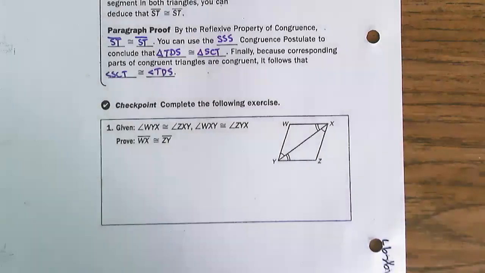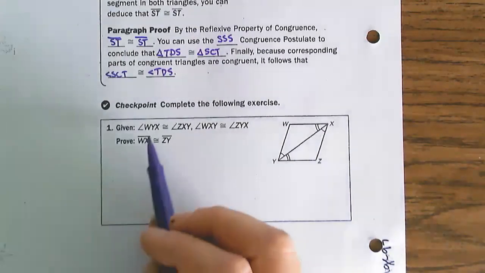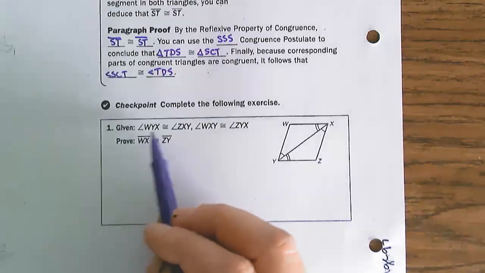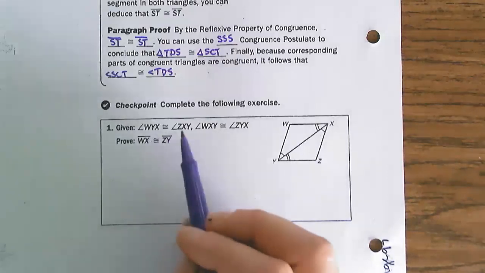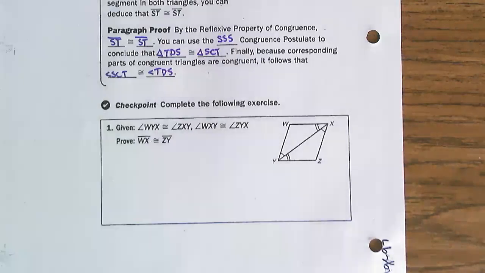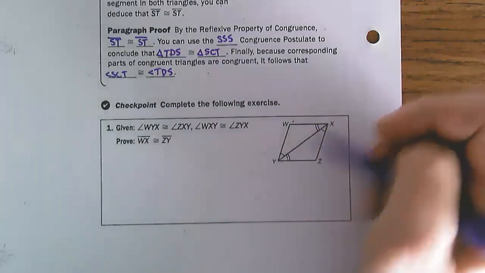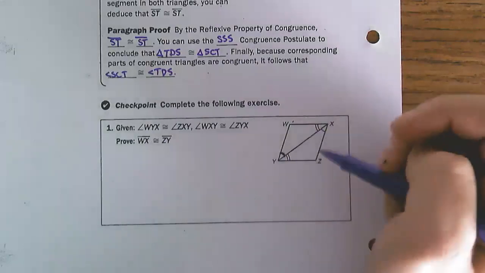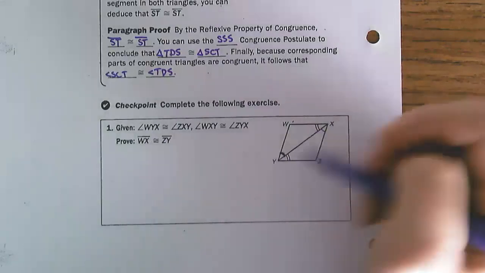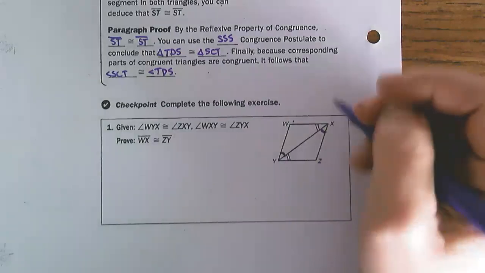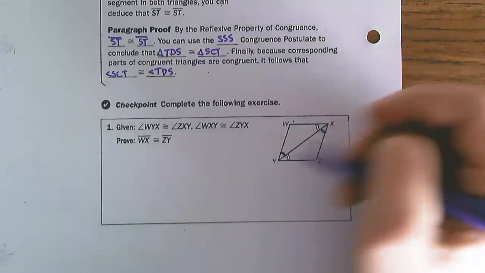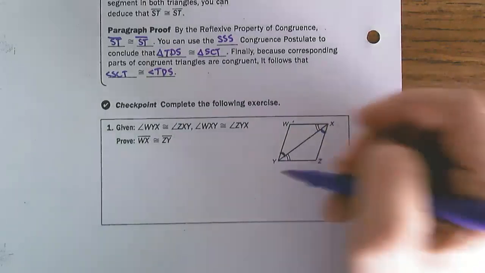All right, so next one, complete the following exercise. So you are given that angle WYX is congruent to angle ZXY. What should you always do when you are given a given? Find it, yeah, oh, it is marked, okay. So start at W, go to Y, go to X. This angle and ZXY are congruent. And then angle WXY and angle ZYX are congruent.